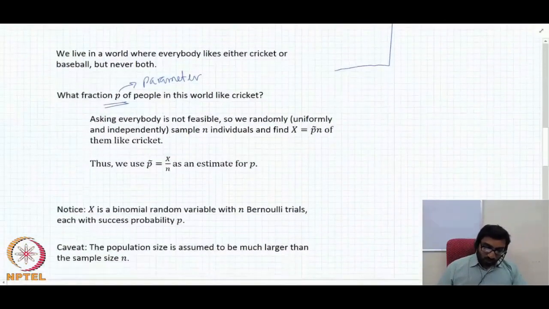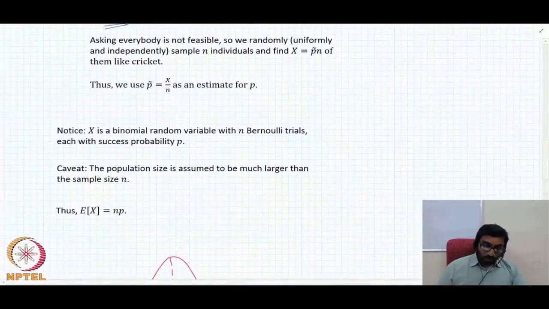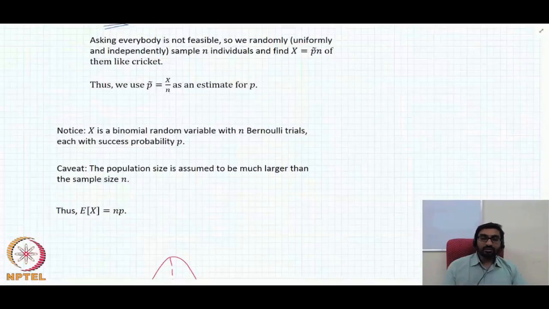Now, there is one way we could do that. We could literally go into the population, ask everybody whether they like cricket or baseball, and find out that particular proportion, the parameter p, based on the responses that we get. But that obviously is not feasible because the world is large. Instead, we will be resorting to sampling.